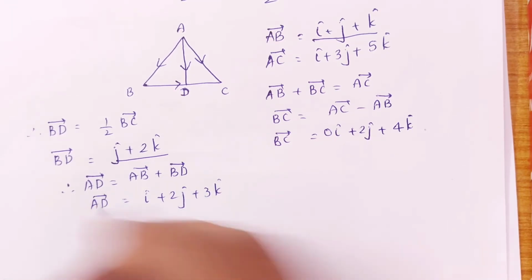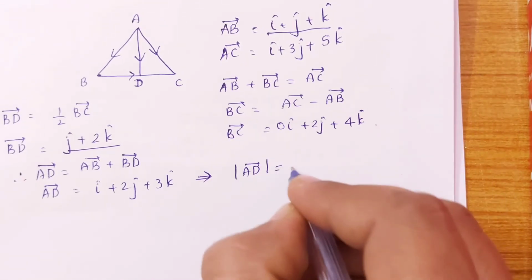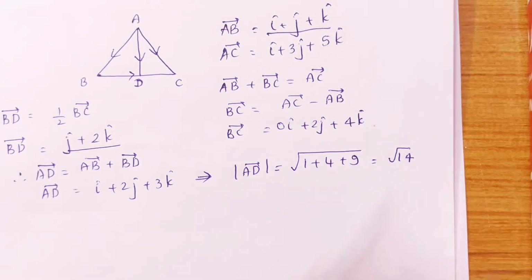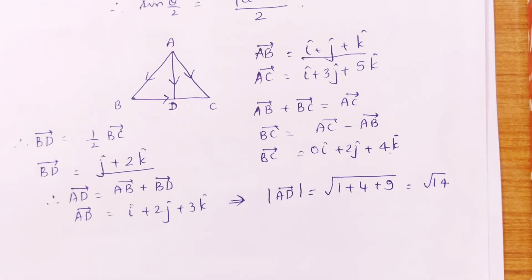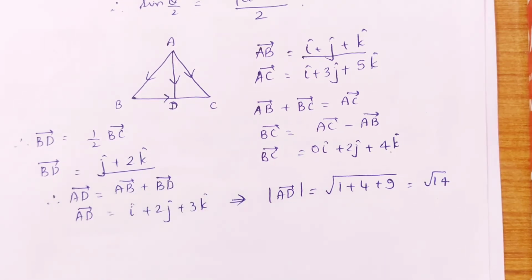If this is AD vector, I need its length, its magnitude. The magnitude of AD is under root of 1 plus 4 plus 9, so that is root 14. Simple. Draw the triangle according to the given information, and we know the length of the median through point A. Note down. This is the second question of 2020. Easily one can observe it.